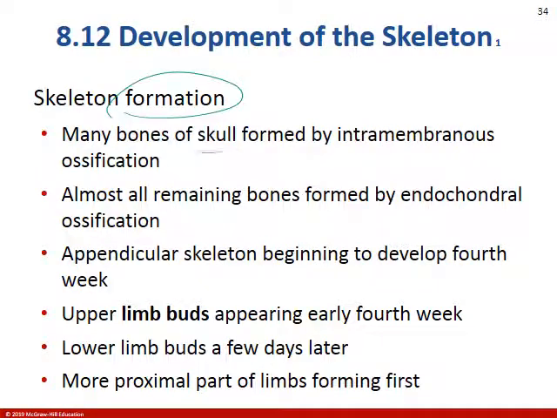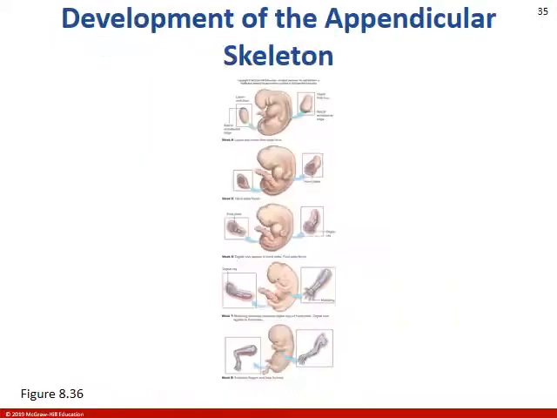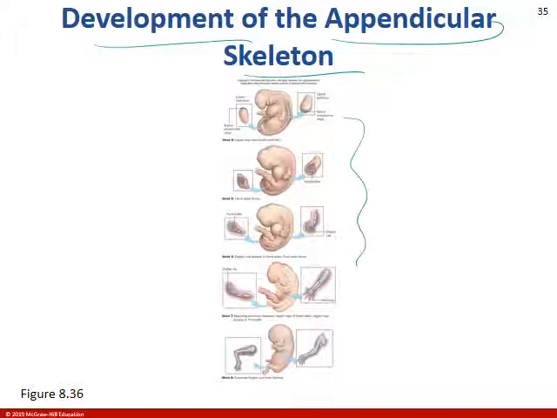Skeleton formation, remember most of the skull bones form by intramembranous ossification. Most of the other bones of the upper and lower limb are going to form through endochondral ossification. So usually we don't see the appendicular skeleton start to develop till about the 4th week. You'll start seeing limb buds, and then eventually you'll see kind of a more standard looking appendage. The development of the appendicular skeleton has been studied, and we kind of follow it through this progression.